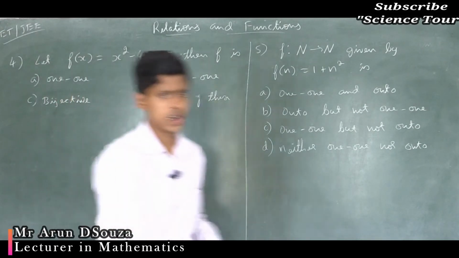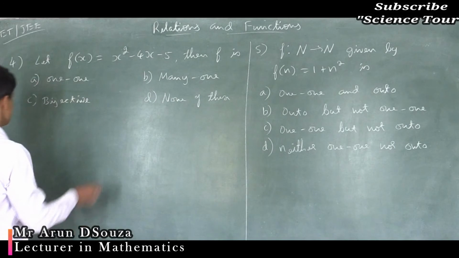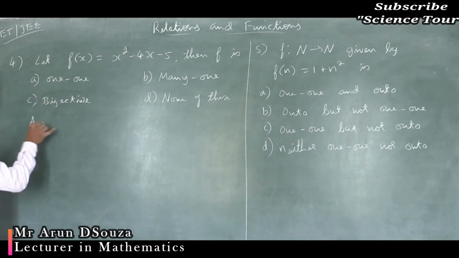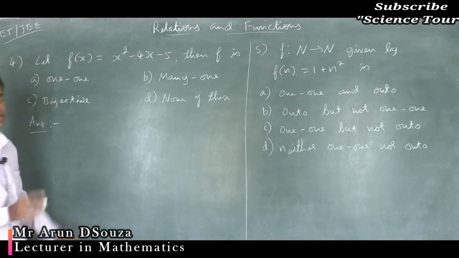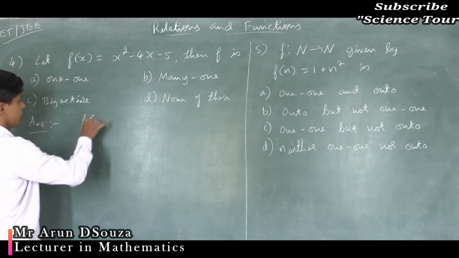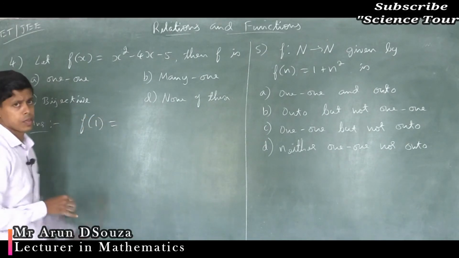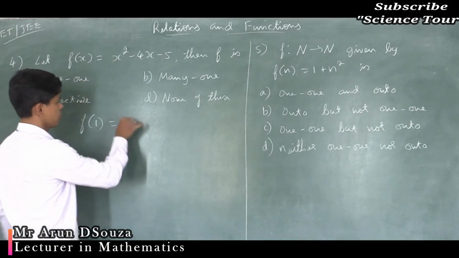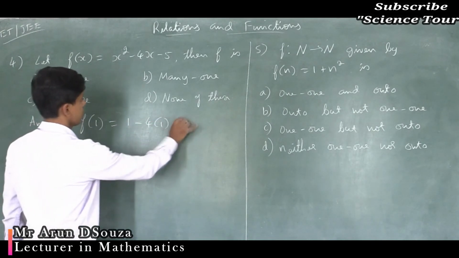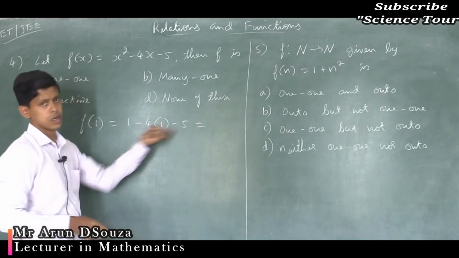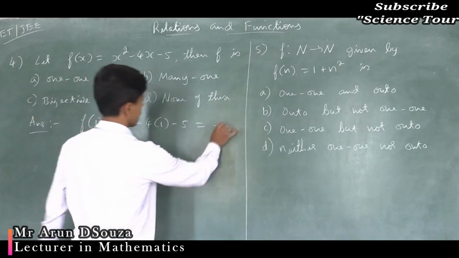You can understand graphically, but if you need the proof, algebraic proof, then you can try this. See, you put f of 1, let us say. So if you put 1 here, then this is 1 square minus 4 into 1 minus 5, which is minus 9 plus 1, you get minus 8.